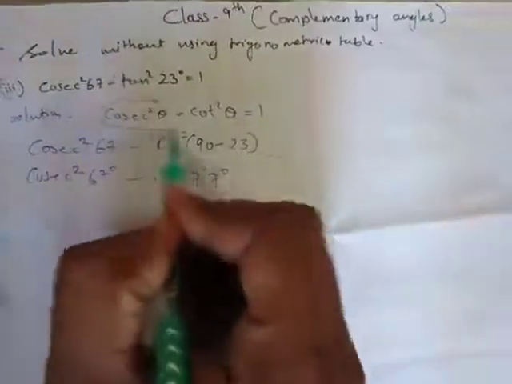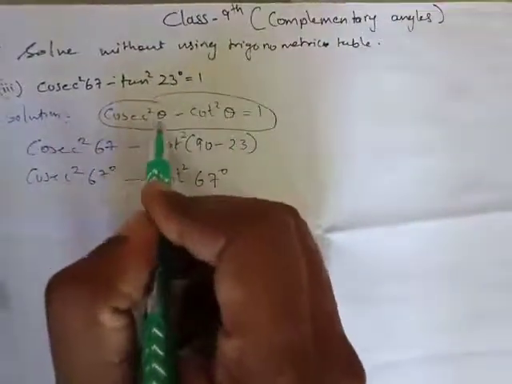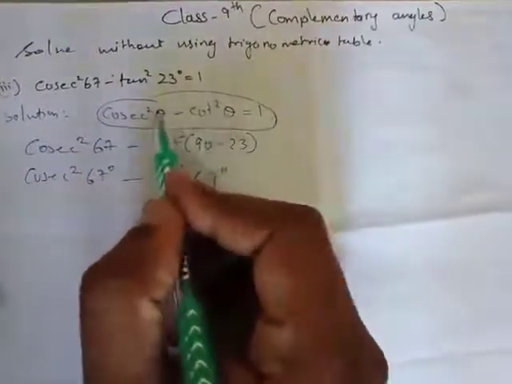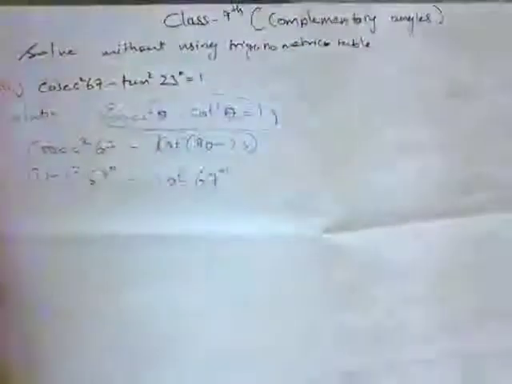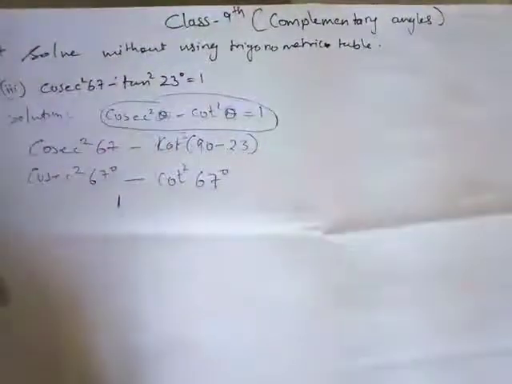Why? Because of this formula. If you look at this formula, cosec square theta minus cot square theta, and if I put 67 here, my answer is still 1. So my answer is going to be 1 for this.